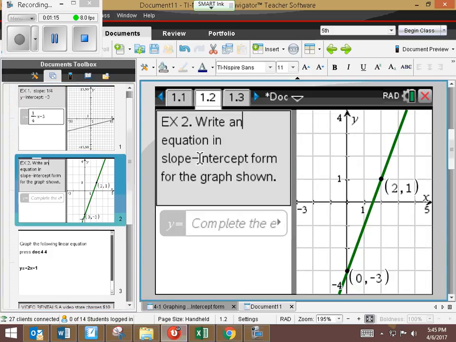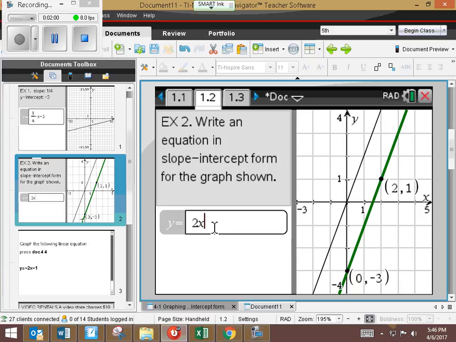Suppose I want to write an equation in slope-intercept form for the graph that's shown here. If I look at the graph, I can measure the slope as the rise over run. If I go from this point up 4, 1, 2, 3, 4, and over 2, 1, 2, I'll be at the second point. So my rise is 4 and my run is 2. What is 4 divided by 2? 4 divided by 2 is 2. So my slope is 2.